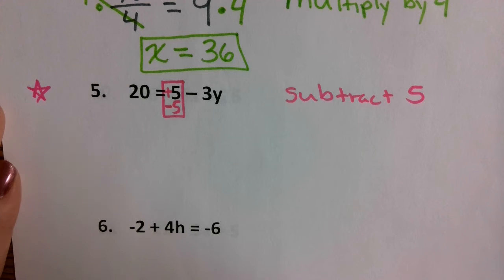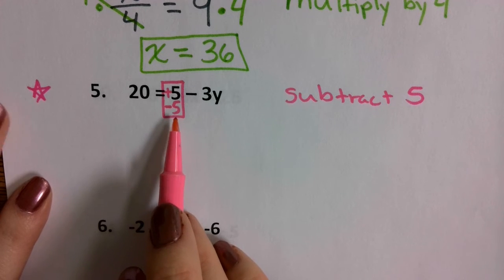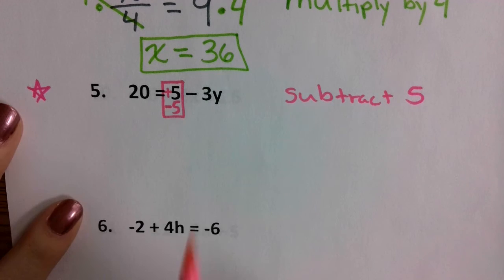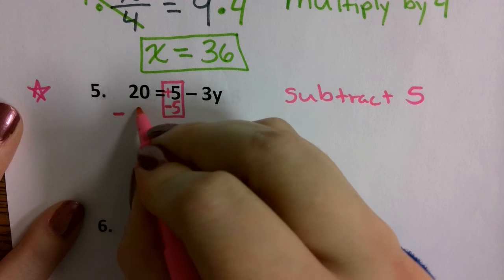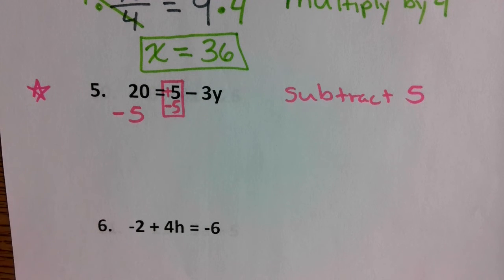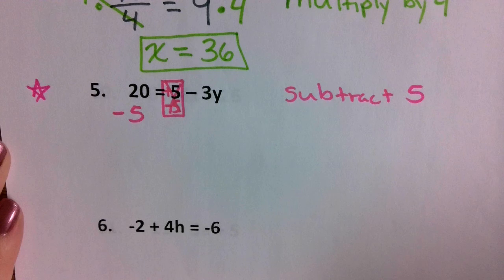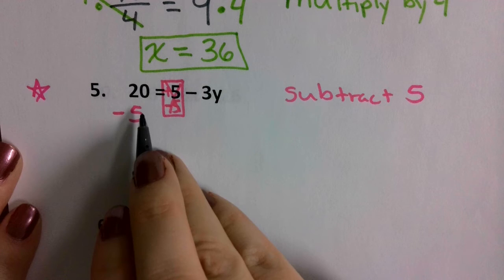So we're going to go ahead and subtract 5 from both sides instead. So I'm going to subtract 5 from 5. I'm also going to subtract 5 from the 20. So I'm going to do 20 minus the 5. These 5s are going to get canceled out. 20 minus the 5 is going to leave us with 15.